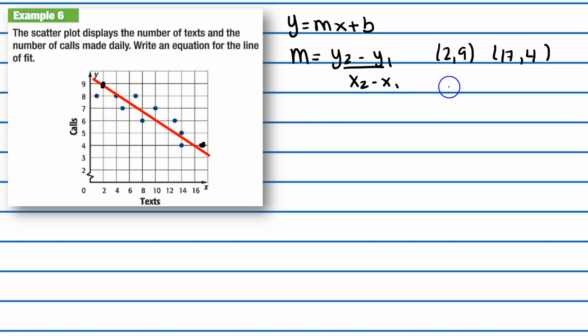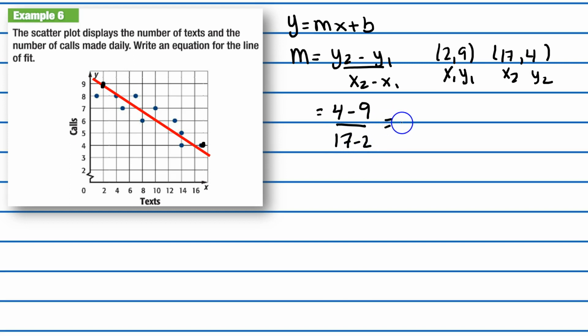Alright, then we know how to do this. This is what we worked on last week. I'm going to label each one of these points x1, y1: first x, first y. Make sure the ones are together. x2, y2: second x, second y. Now plug it into your formula. y2 is 4. 4 minus 9, divided by x2, 17 minus 2.